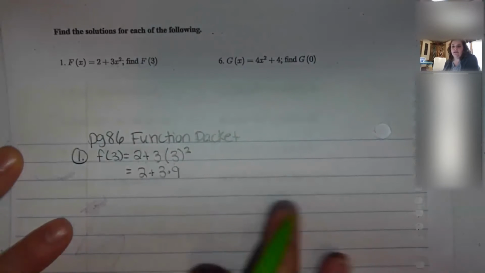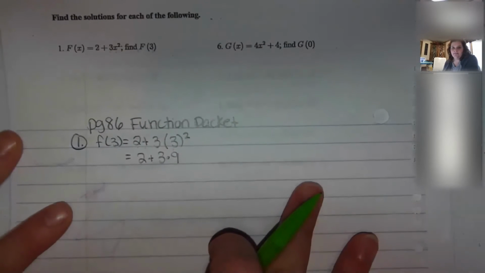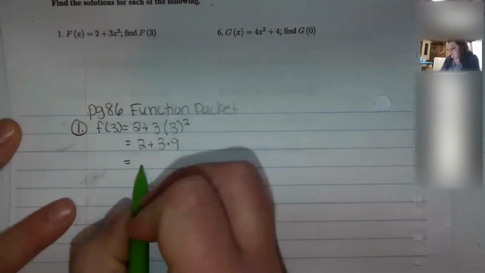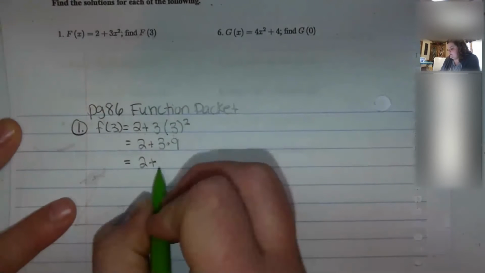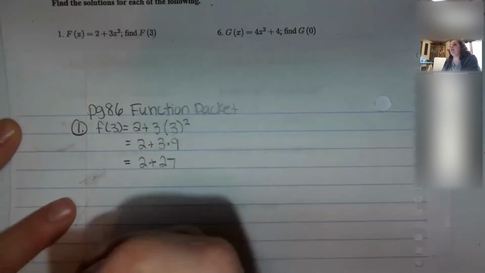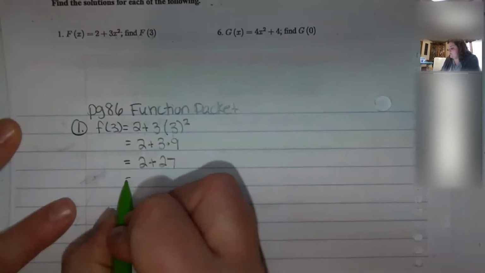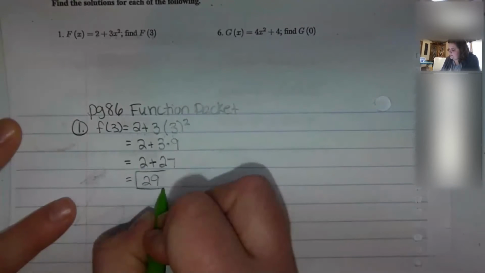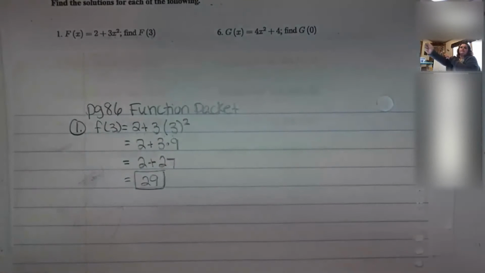What comes next in order of operations? Multiplying. 3 times 9 is 27. Good. So 2 plus 27 is 29. So number 1, the answer is 29. Now I should be able to see those steps there.